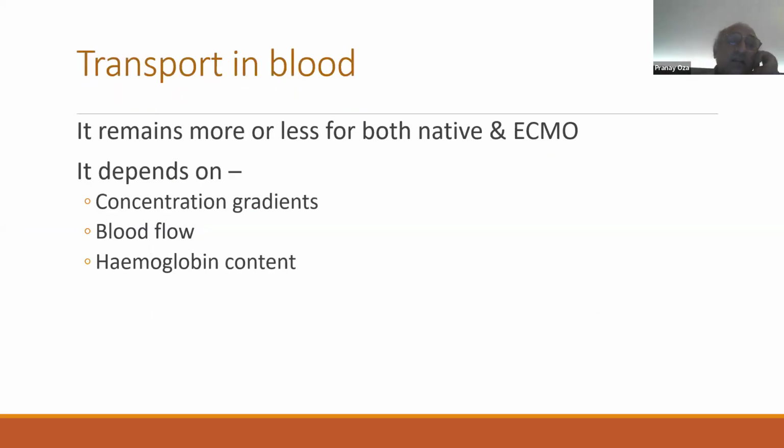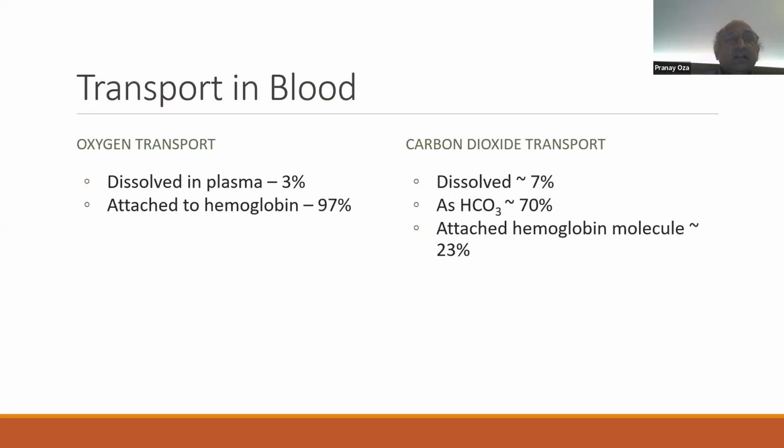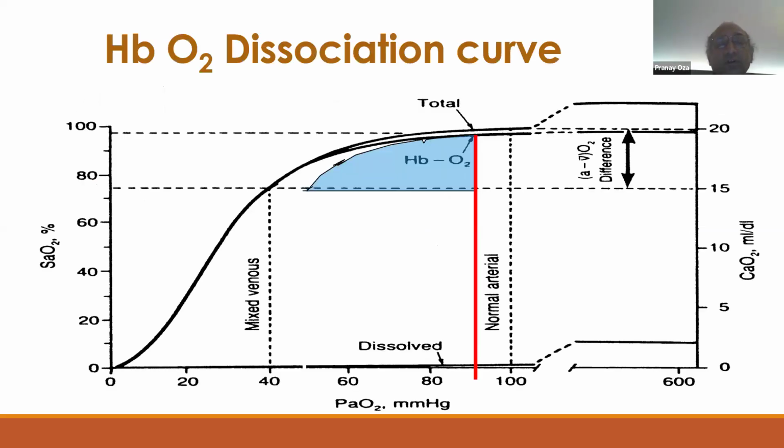Okay. The last part of oxygenation is the transport of oxygen in the blood. That is going to remain the same for both native lungs as well as ECMO. And that depends on the concentration gradient, the blood flow, and the hemoglobin content. So all of you know that oxygen transport takes place mostly with the help of hemoglobin, while carbon dioxide transport takes place mostly in the form of bicarbonate. Okay, while hemoglobin only carries 23% of CO2 transport.